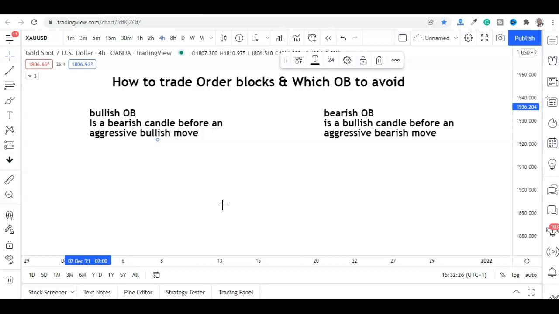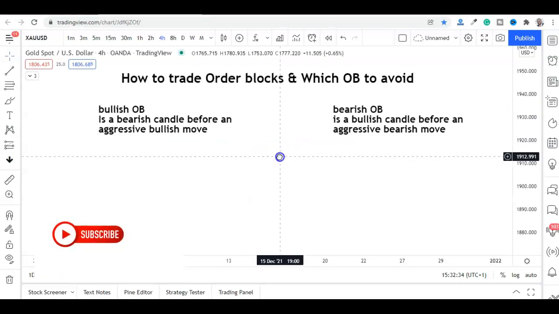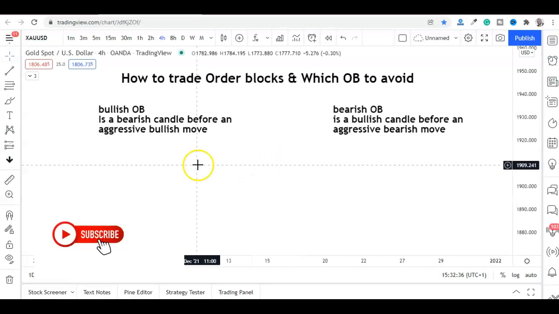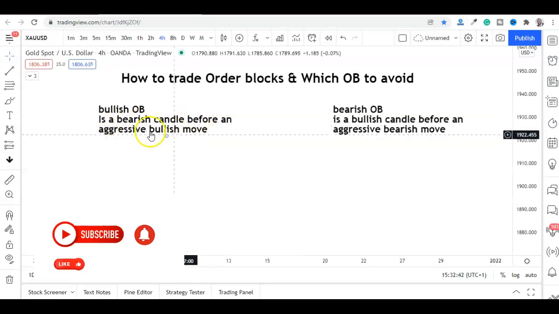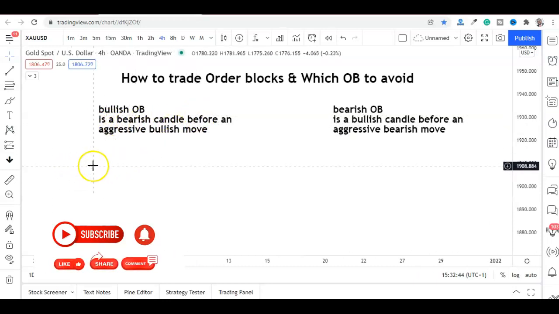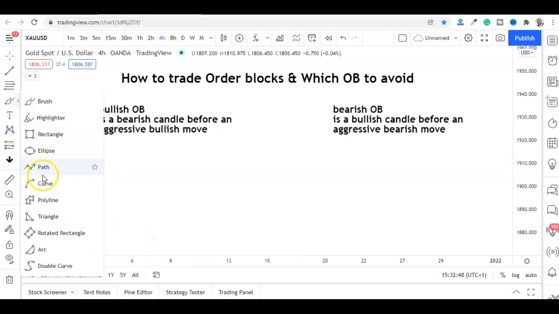In today's video, we'll be looking at how to trade order blocks and which order blocks to avoid. First things first, let's define what an order block is. For a bullish OB, this is the bearish candle before an aggressive move up. For example, this is what we mean here.